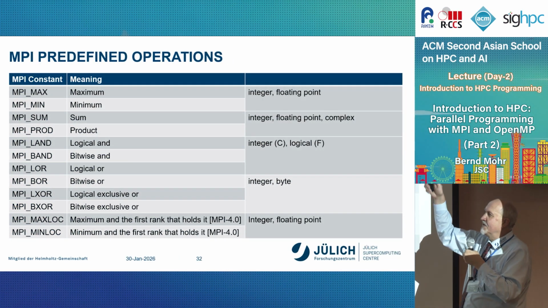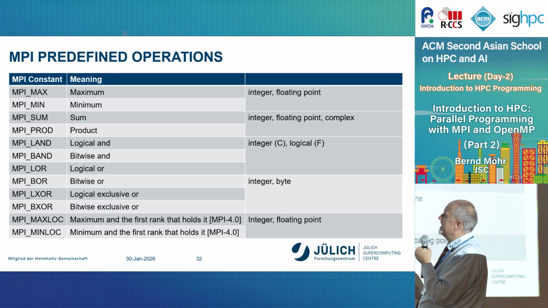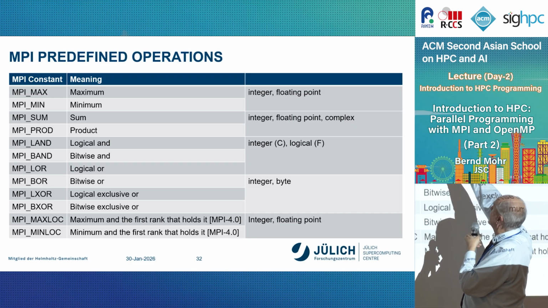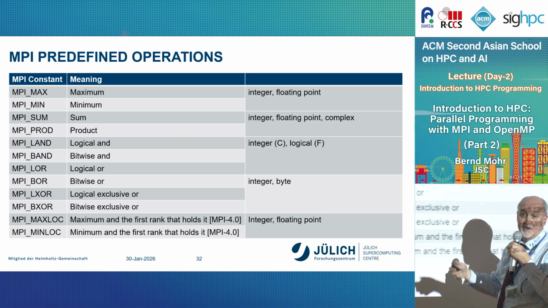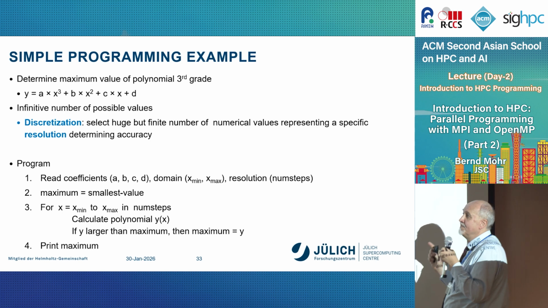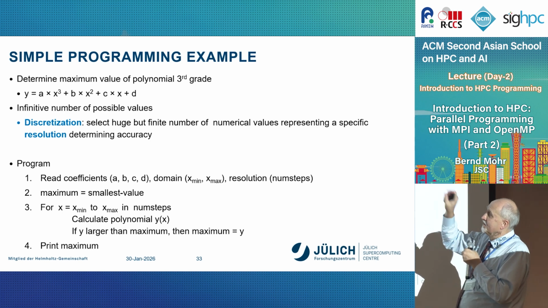And this is just a list of the different operations. If I want to have the most useful ones at the top, I want to have a maximum, a minimum, the sum or product. But there are also other operations for reducing things together. Okay, so now remember from yesterday that simple programming example with a polynomial.